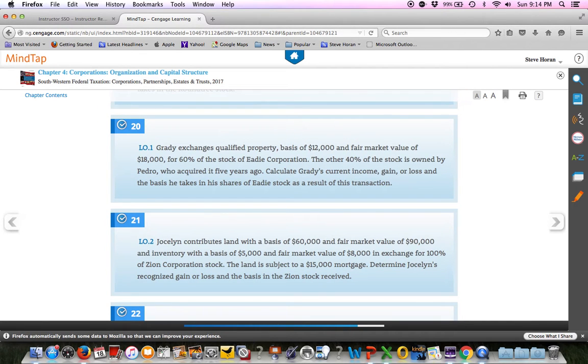Grady exchanges qualified property with a basis of $12,000 and fair market value of $18,000 for 60% of the stock of ED Corp. The other 40% of the stock is owned by Pedro, who acquired it 5 years ago. Calculate Grady's current income, gain, or loss, and the basis he takes in his shares of ED stock as a result of the transaction.